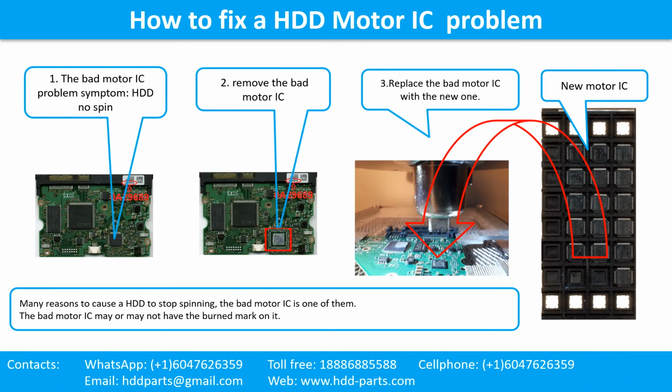How to fix a hard drive motor IC problem. 1. The bad motor IC problem symptom: the hard drive does not spin. There are many reasons that cause a hard drive to stop spinning. The bad motor IC is one of them. The bad motor IC may or may not have a burned mark on it. 2. Remove the bad motor IC. 3. Replace the bad motor IC with a new one.